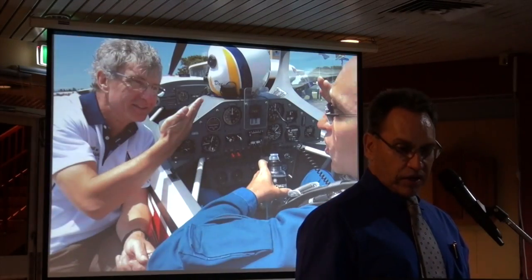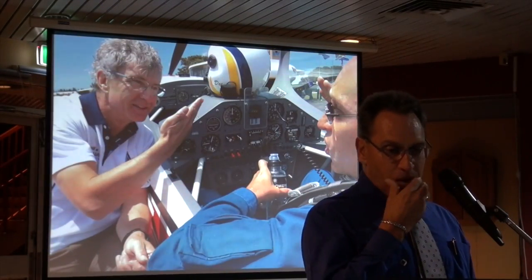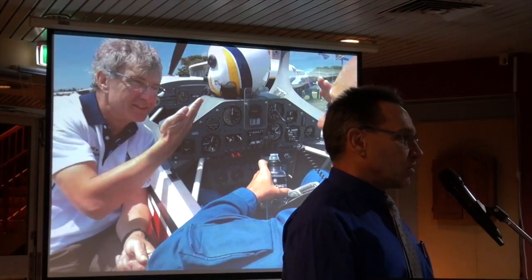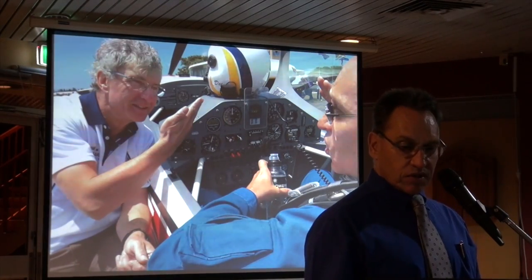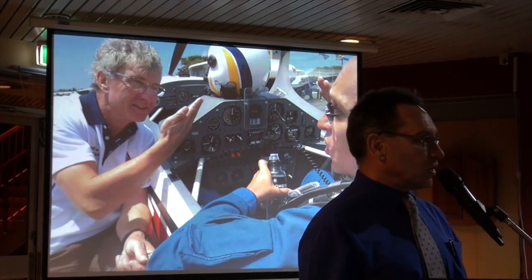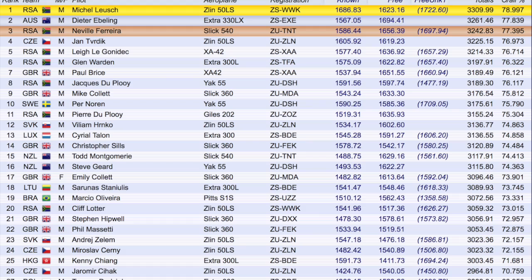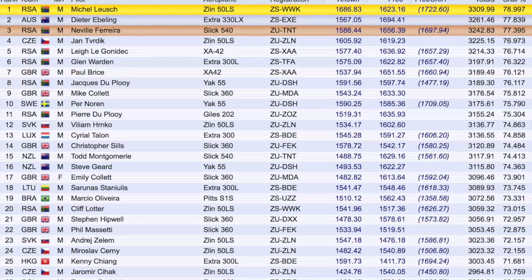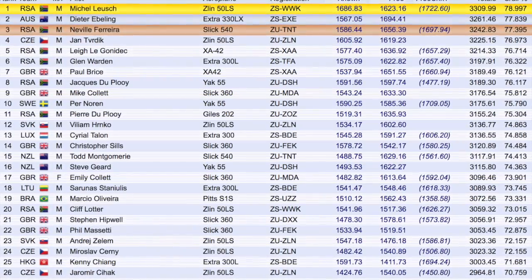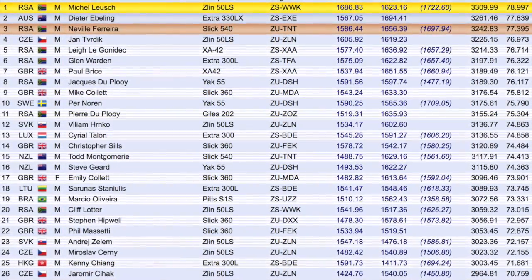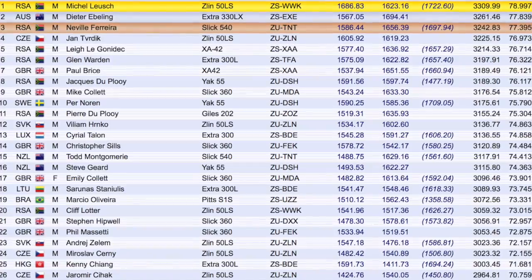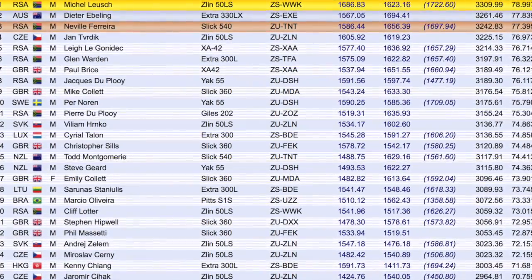Some more pictures of Mark and I. Mark obviously giving me a lot of valuable critique in between flights, and the coaching was very important, just to see what others were doing and what we needed to do and where we needed to tweak the flight. And that's where we ended up in the final results, and we're very happy with where we ended up.